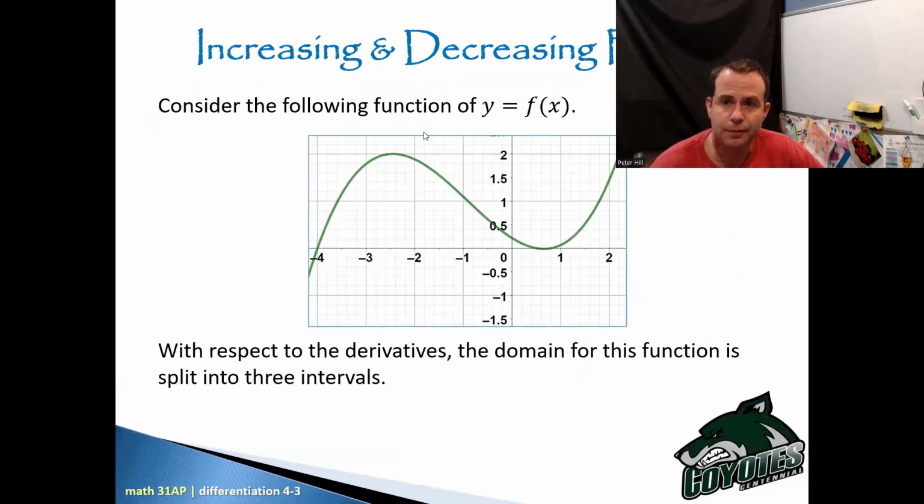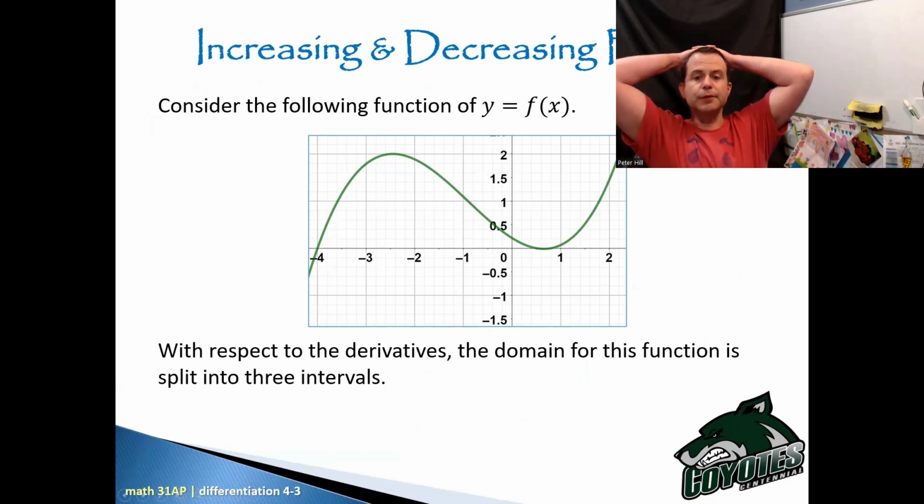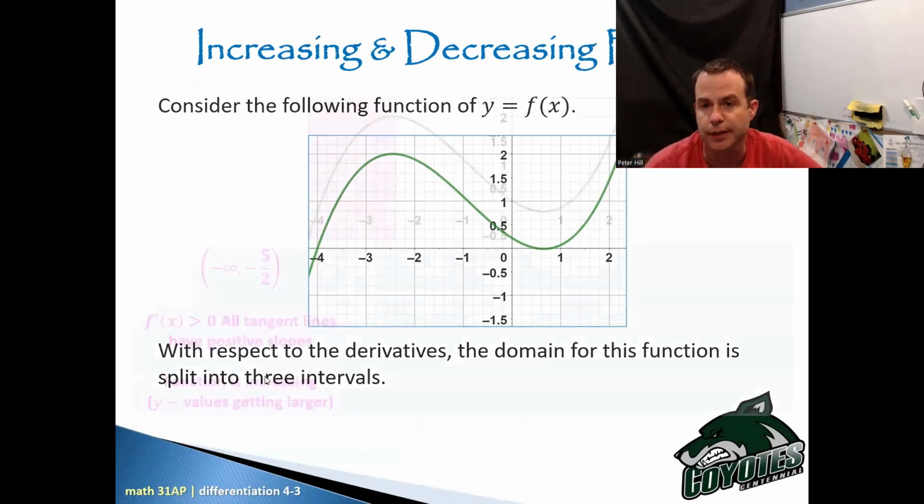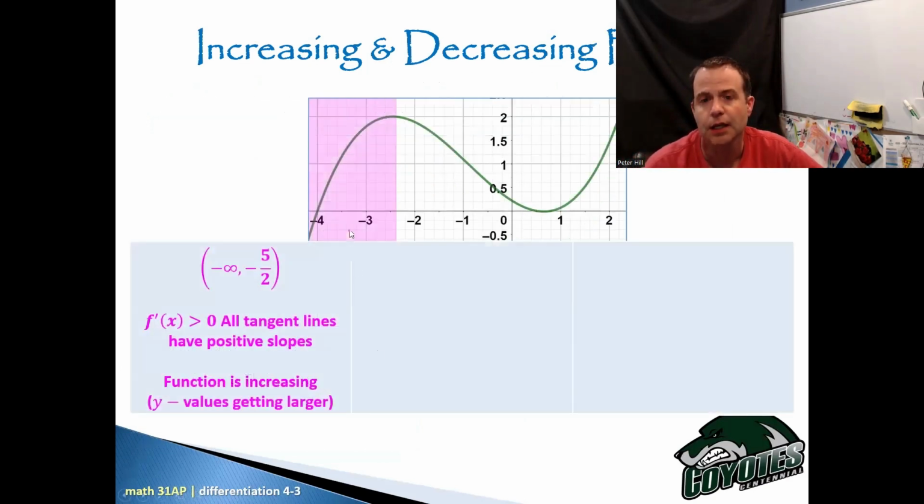Okay, so increasing and decreasing functions. Consider the following function y equals f of x. Now, with respect to the derivatives, the domain for this function is split into 3 intervals, and this is what the 3 intervals would look like. So this pink interval would be from negative infinity to negative 5 over 2. Here, the derivative will be greater than 0, so all tangent lines will have positive slopes. And that tells us that the original function is increasing. So when the derivative is positive, the original function is increasing.